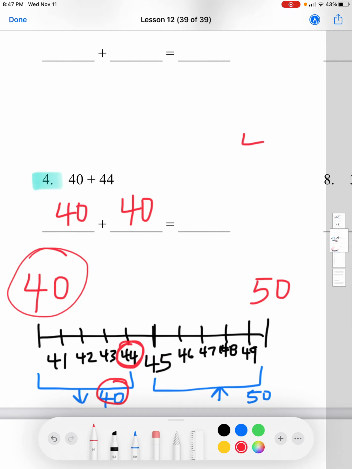So now we're going to add 40 plus 40. And the 0 plus 0 equals 0, and the 4 plus 4 equals 8. So if we estimate this addition problem, we're going to get 40 plus 40 equals 80.